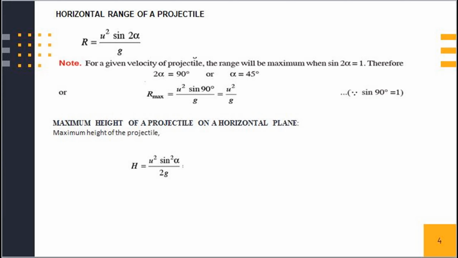And we also have a formula for maximum height of a projection on horizontal plane: h is equal to u square sin square alpha divided by twice g.